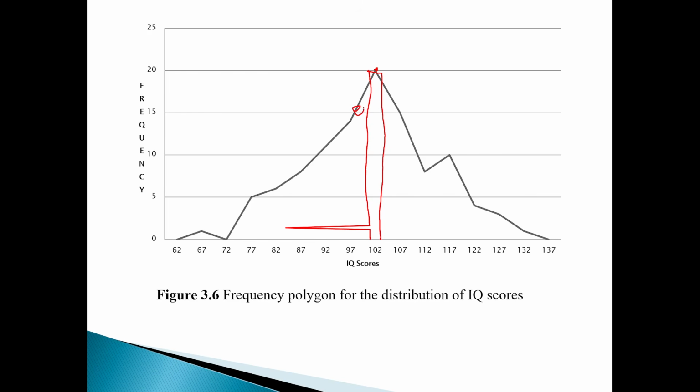Put a dot here. Okay, and then you just connect all those dots. Okay, and then you will create a line. And then this is your line graph already. So that's just the difference between the histogram and your line graph. It is essentially the same.